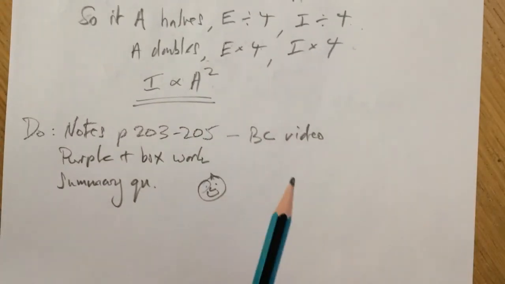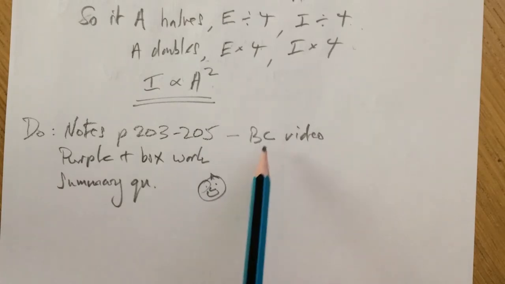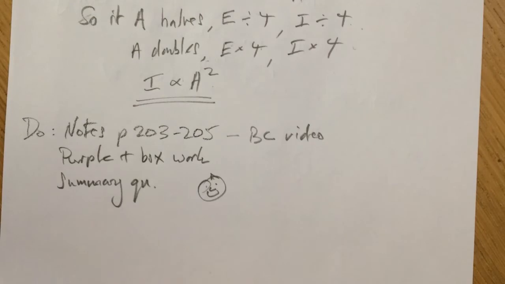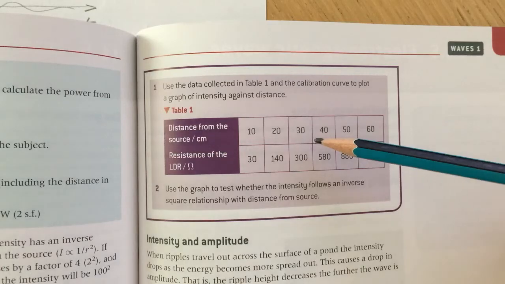I would like you to watch now the Professor Brian Cox video that I've put a link up on Show My Homework that shows how he sits in a desert, lucky man, and describes an easy way of making an estimate of the power of the sun. Make notes on pages 203 to 205. Do the purple box work on page 20. Suppose I better show you.